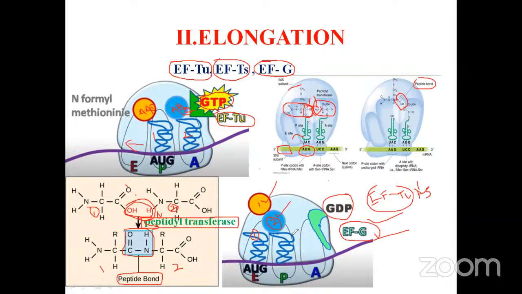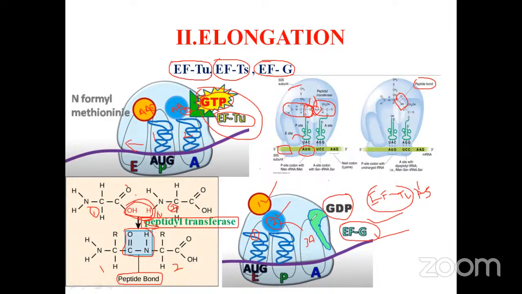As a result, the A site tRNA and P site tRNA move to the left side. That means the P site tRNA occupies the E site, and the A site tRNA occupies the P site. As a result, the A site is empty. Immediately the same step continues: with the help of EF-Tu GTP energy, another tRNA amino acid occupies the A site. Next, bond formation between the second amino acid and the third amino acid. Next, translocation with the help of EF-G. As a result of translocation, the A site is empty.